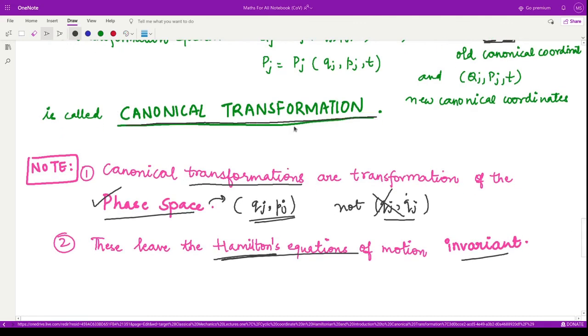In the next video, we'll build upon these transformations in more detail. Well, that is it for this video.